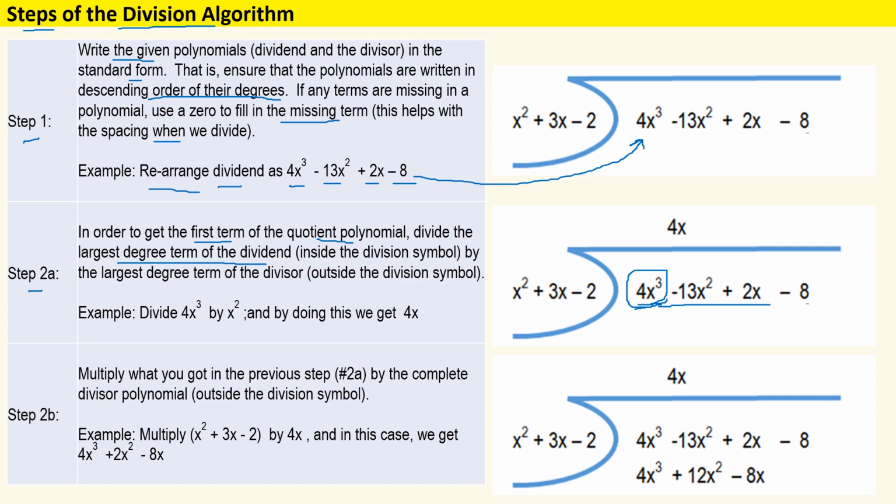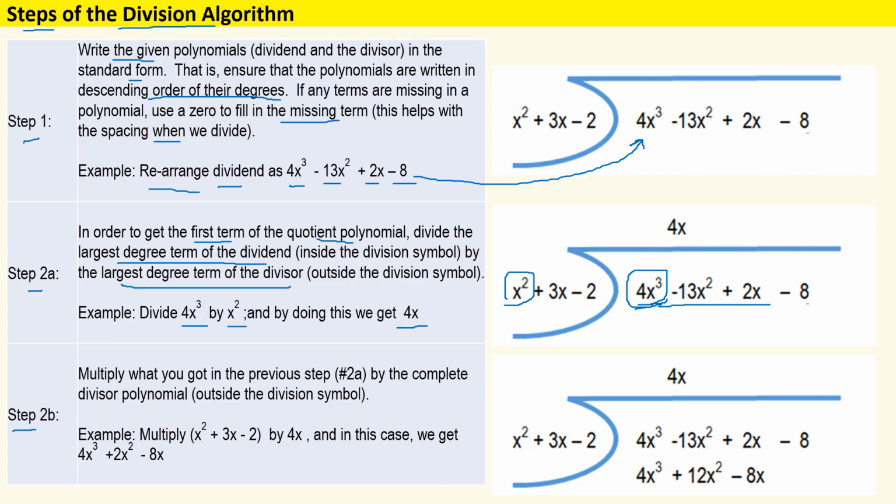And the step says that we divide it by the largest degree term of the divisor, and the largest degree term of the divisor is this. So in our example, we shall be dividing 4x cubed by x squared, and in doing so we get 4x.